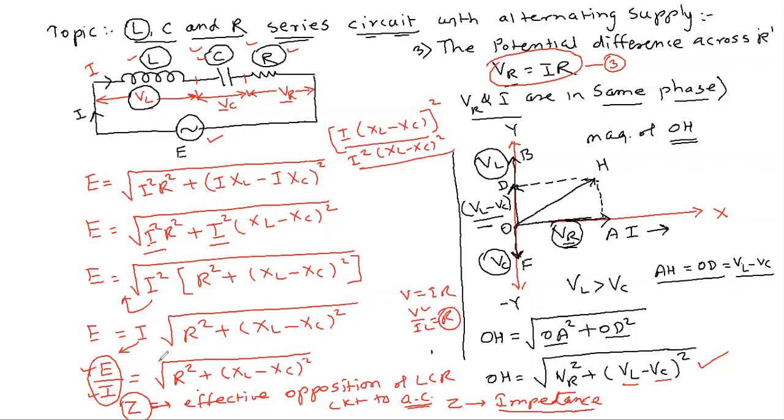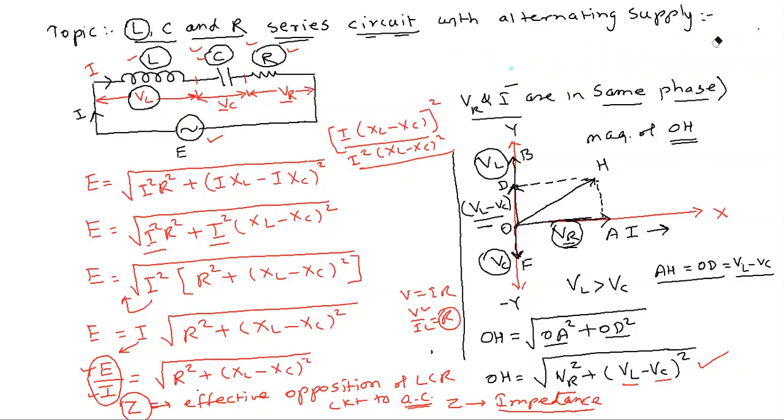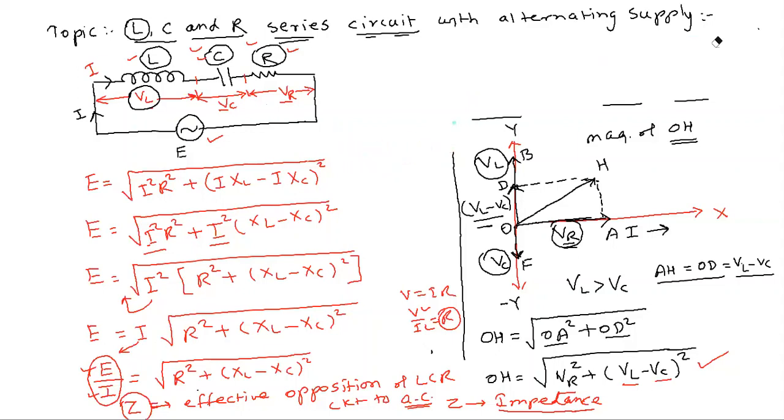So I think now you got the concept of the impedance. So what exactly is the impedance? तीनों मिला के तीनों का जो इफेक्टिव ऑपोजिशन होगा उस चीज को हम बोलेंगे impedance in case of LCR circuit.